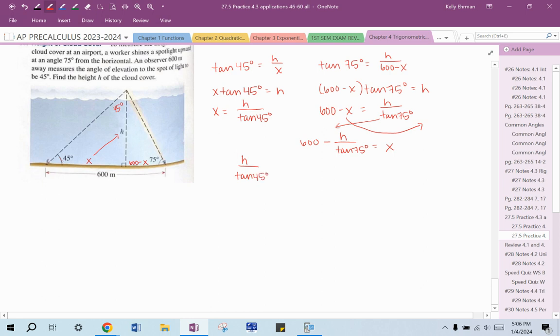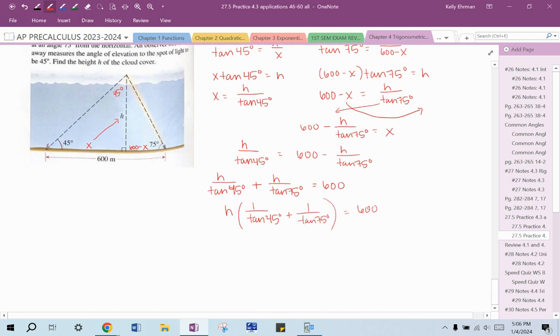h over the tangent of 45 degrees is equal to 600 minus h over the tangent of 75 degrees. Get your h's on the same side. So that's h over tangent of 45 degrees plus h over the tangent of 75 degrees equals 600. Factor out an h. That makes this 1 over tangent of 45 degrees plus 1 over tangent of 75 degrees equals 600. And divide by parentheses.